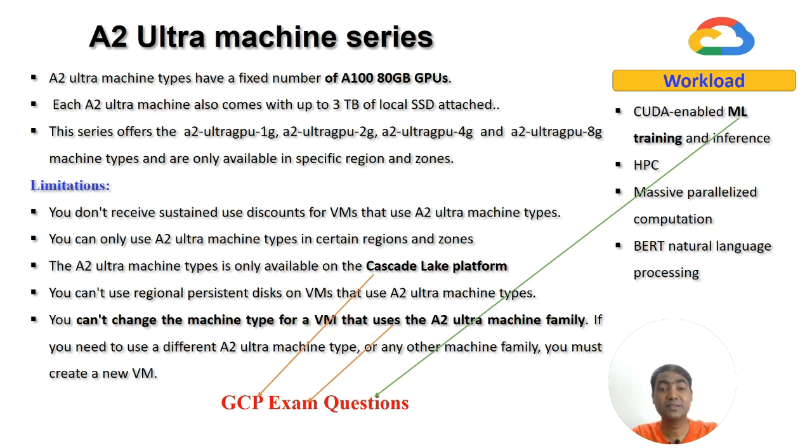types for VMs that use the A2 Ultra machine family. If you need to use a different A2 Ultra machine type or any other machine family, you must create a new VM.